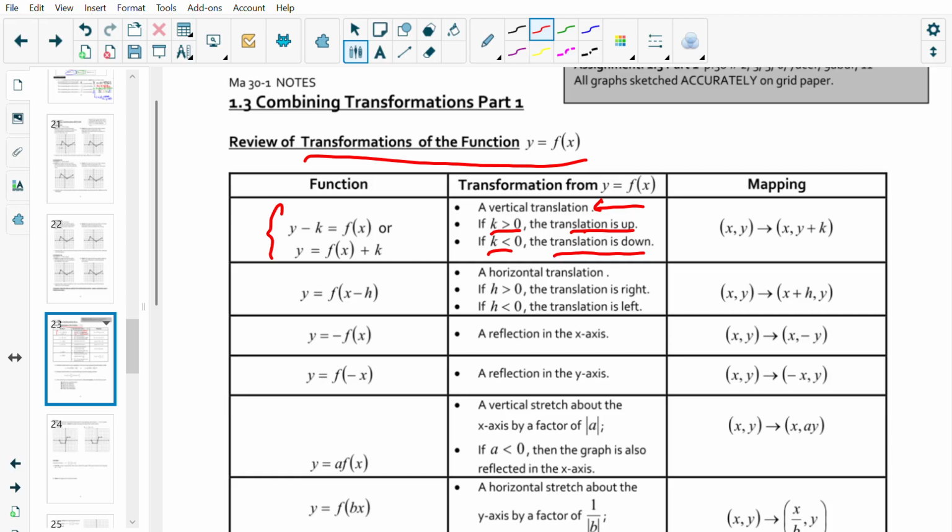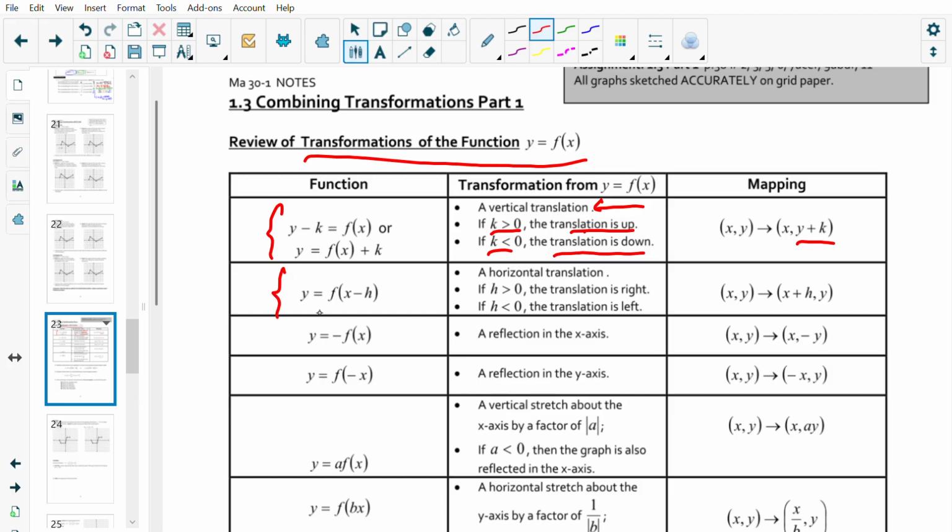Okay, and then the mapping notation, very important. This helps you write new equations or new functions based on the transformations happening. So for vertical translation, we add k to the y value and the x value stays the same.